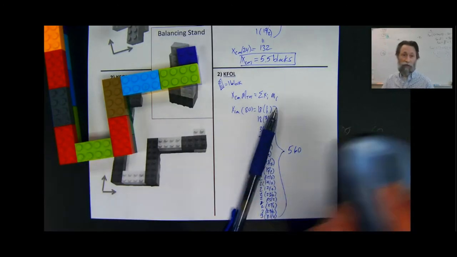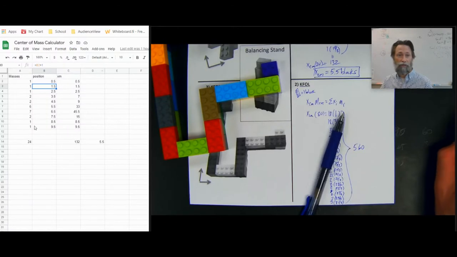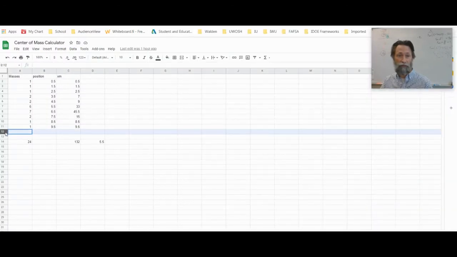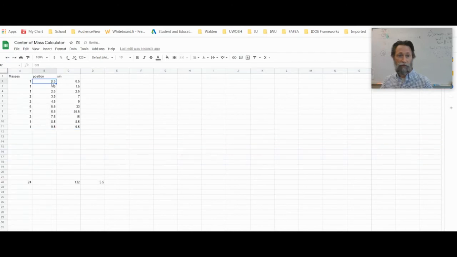Now, remember, we can use our Excel or our Sheets to do this. So this is going to need to be a little bit longer here. I'm going to extend, insert some rows above here, so this is going to go down. Let's put these values in. I'm going to have 18 and 18 and 3 and 3 and 2 and 2 and 8 and 8.